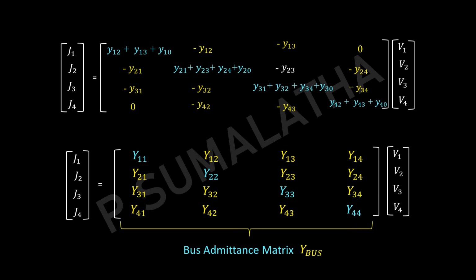The off-diagonal component of the Y bus matrix is equal to the negative value of the admittance connected between the particular nodes. If you are talking about Y12, you should check whether there is any admittance connected between the first bus and the second bus. If there is, take the negative value of that. If there is no transmission line connected between two buses, the Y12 value will be 0. Like in this case, Y14 is 0, because we don't have any transmission line in the network connected between the first node and the fourth node. I hope this is clear.